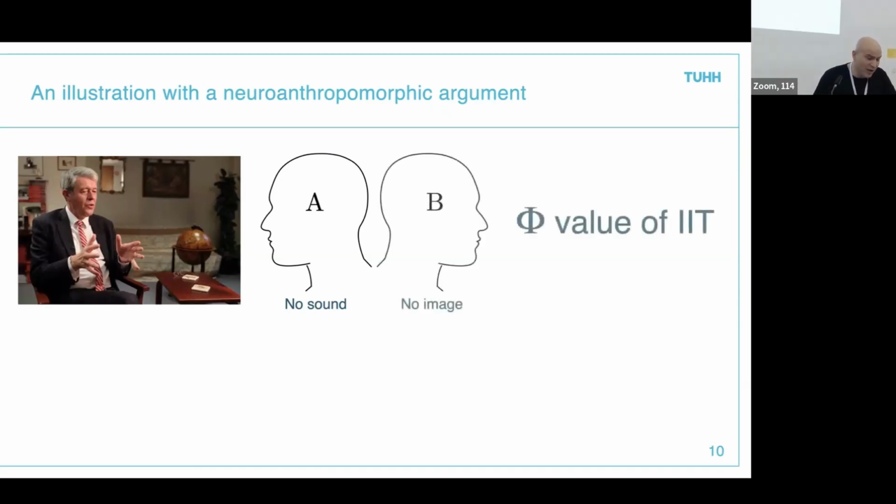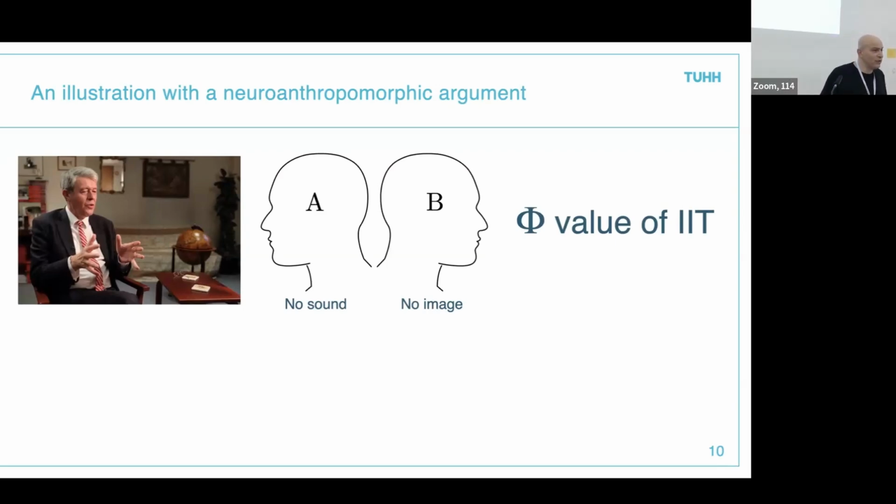Then there's person B. It might be located in a completely different place, or it might be very close to person A, attending the same talk, but for some reason, person B does not have access to the image, only hears the sound, okay? And let's assume for simplicity that the sound is not indicative of the person who is speaking. So person B will listen to the talk, and the speaker is talking about the phi value of IIT, integrated information theory. So person B will then think, okay, it's a talk about consciousness theory. The subject is IIT, so there's no surprise.